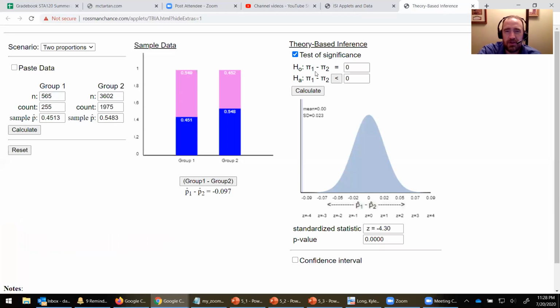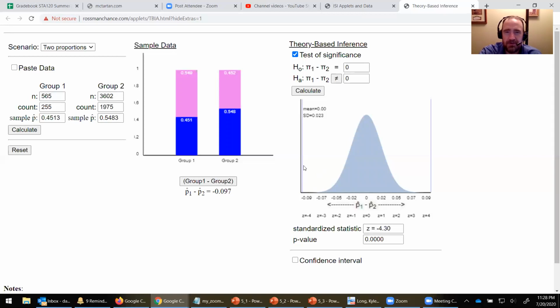And here the default is always going to be what we want for the null hypothesis, that the difference of success in the two groups is 0. There's no difference. Now, alternatively, I said I didn't expect one to be higher or lower. So I'm going to just keep clicking until I see the not equals. And I'm going to go ahead and calculate that.